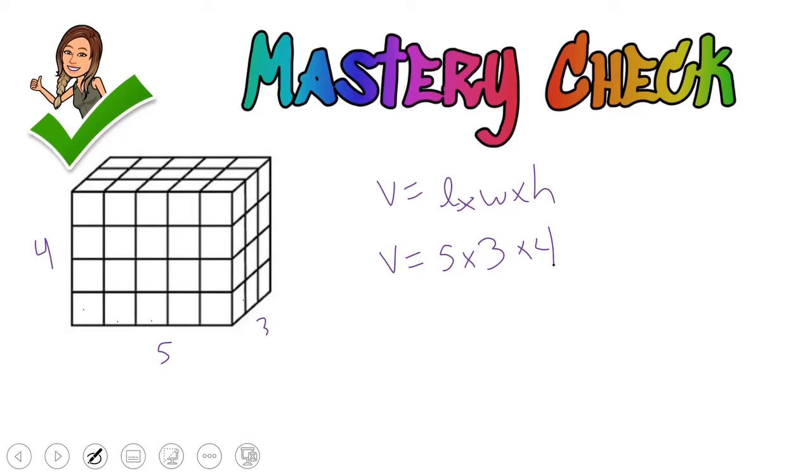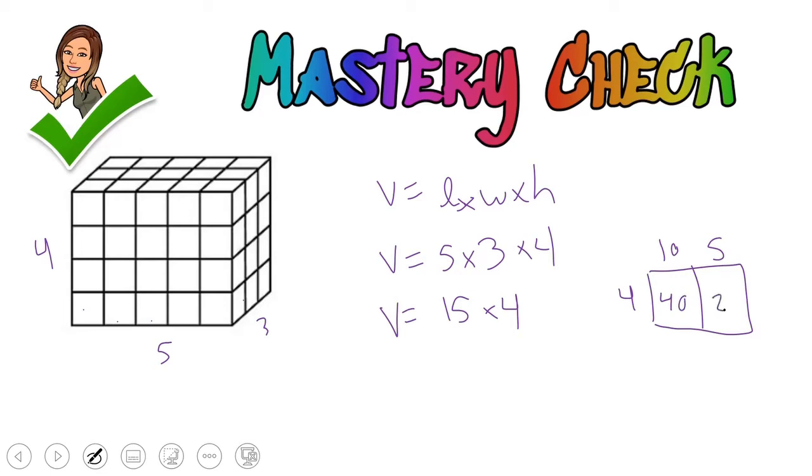Okay, so we have volume equals 15 times 4. Going to draw a little area model box over here. 15 can break up into 10 and 5, and 4 is by itself because it's only one place value. Okay, 4 times 10 is 40. 4 times 5 is 20. 40 plus 20 equals 60. So my volume is 60 cubic units.